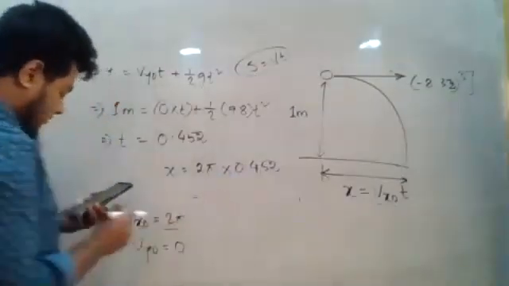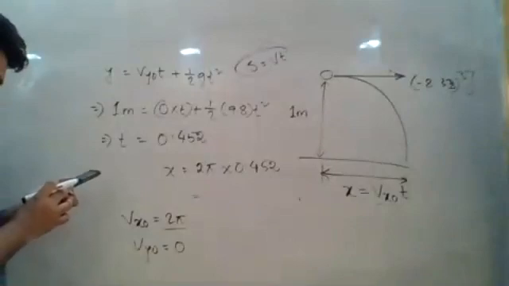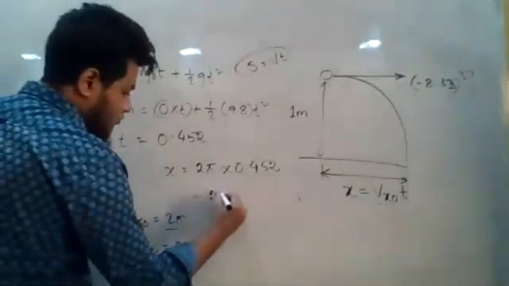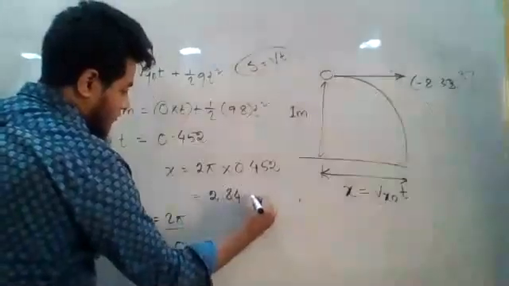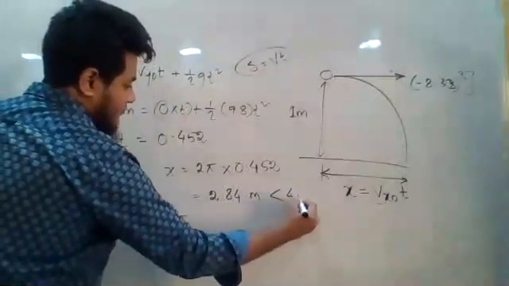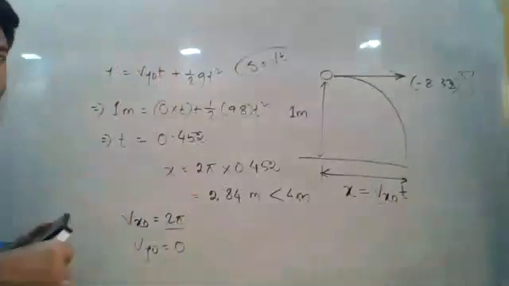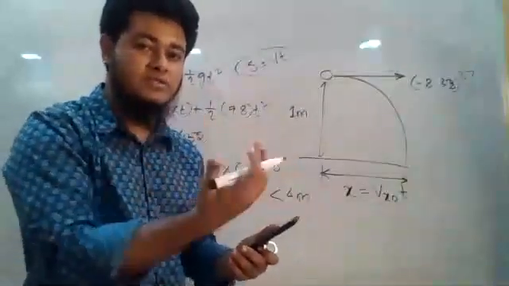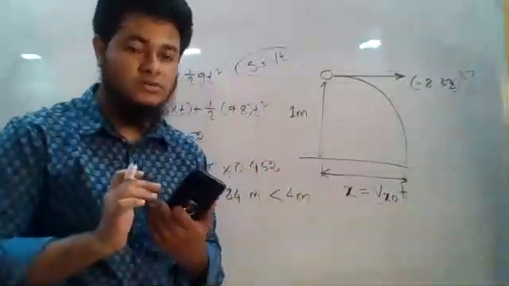So kindly find out the answer. Here I can see that the answer is actually 2.84 meters. So as it is less than 4 meters, it will not actually reach the audience. It will drop on the ground before it reaches the audience, so it will not hit any audience.